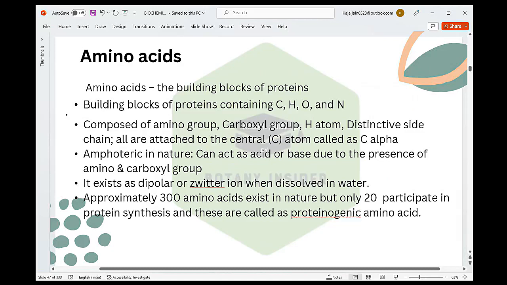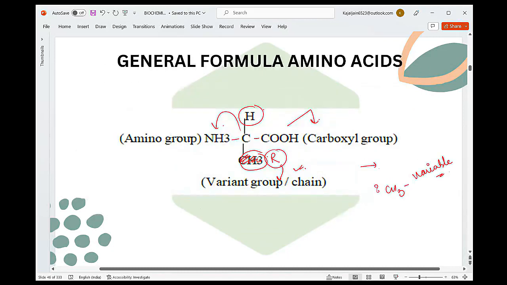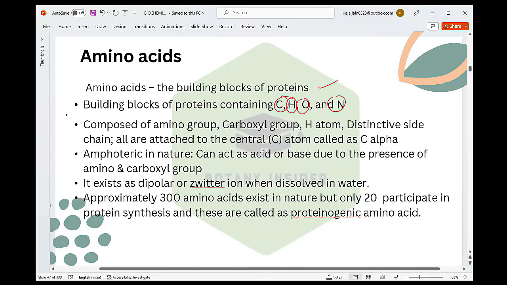If I look into the amino acid, what are these? These are the building blocks of protein containing C, H, O, and N. Simple. Look into the diagram. C, H, O, and N. These are the only four things. Nothing else. All four of them are there in different combinations. They are composed of an amino group, a carboxyl group, an H atom, and a distinctive chain, all of them attached to a central carbon called C alpha.